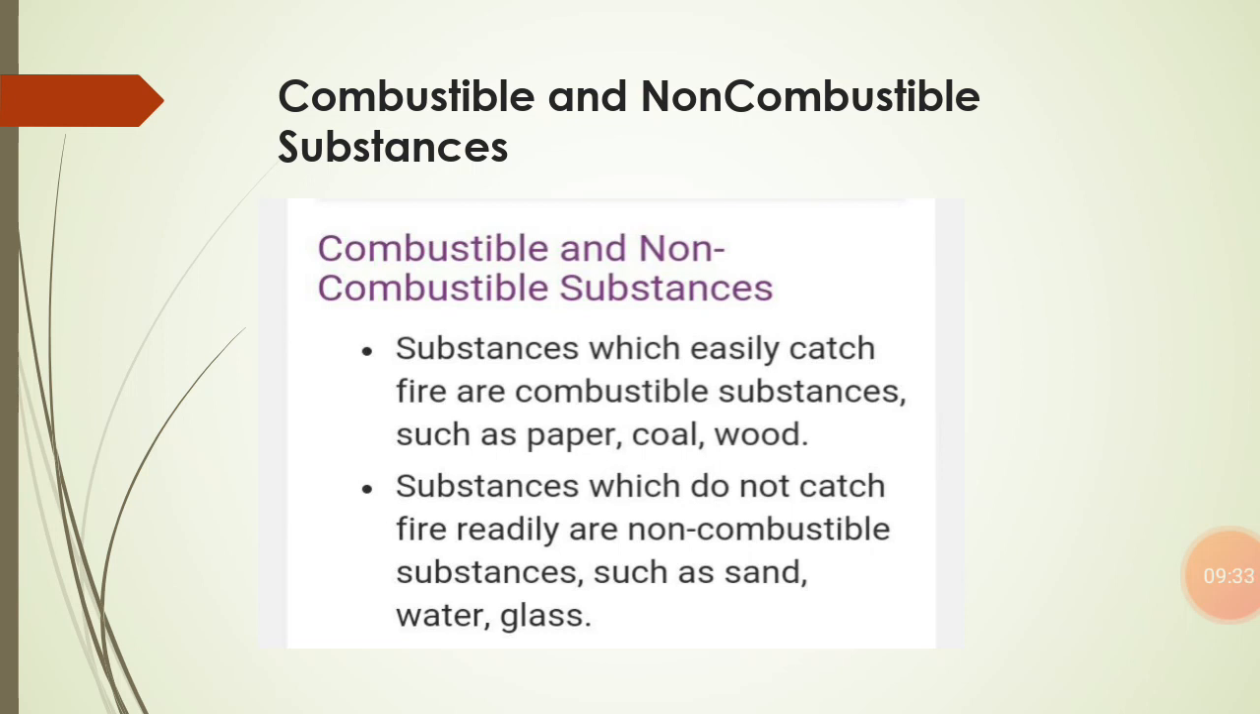And I have told you about non-combustible substances, which do not catch fire readily. That type of substances are known as non-combustible substances. For example, sand, glass, water. These substances do not catch fire readily, so that's why they are known as non-combustible substances. So this is about combustible and non-combustible substances.